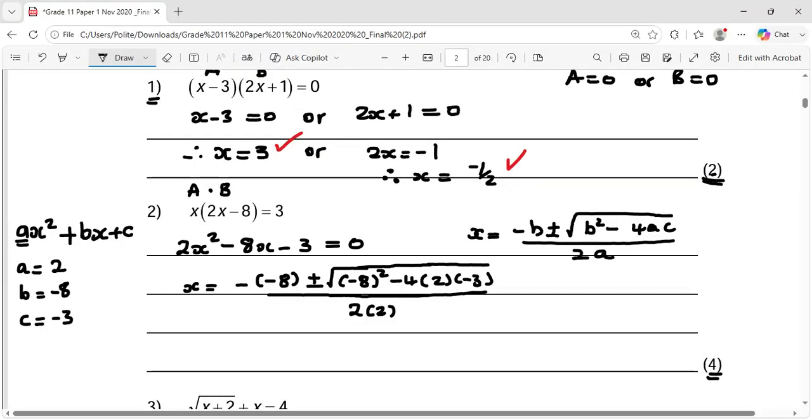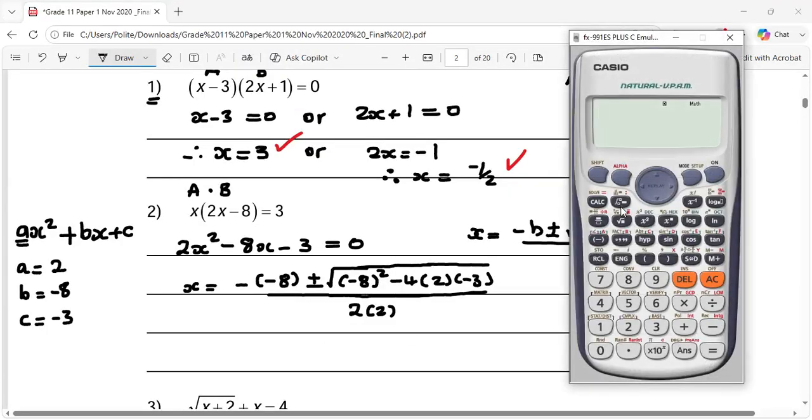So I need you to open your calculator, punch this correctly on your calculator, okay? So you're going to have minus into minus 8, close the bracket, plus the root of negative 8 squared, that's minus 4.